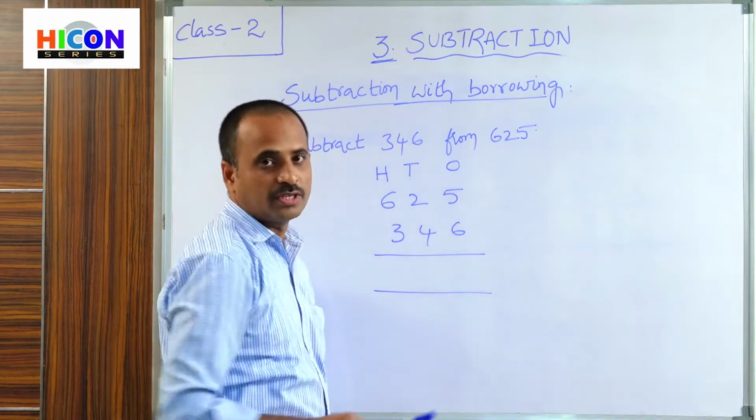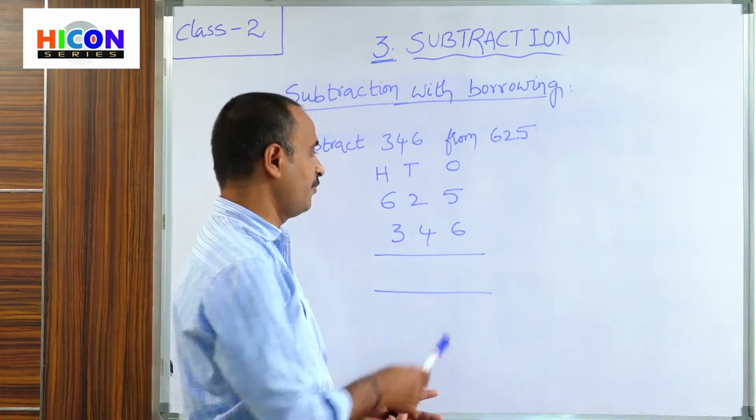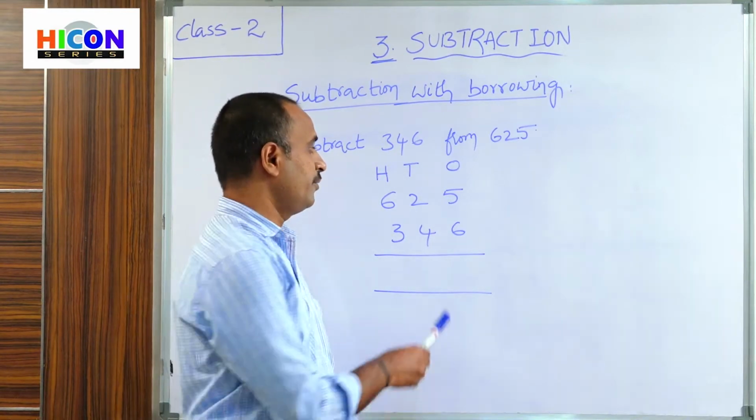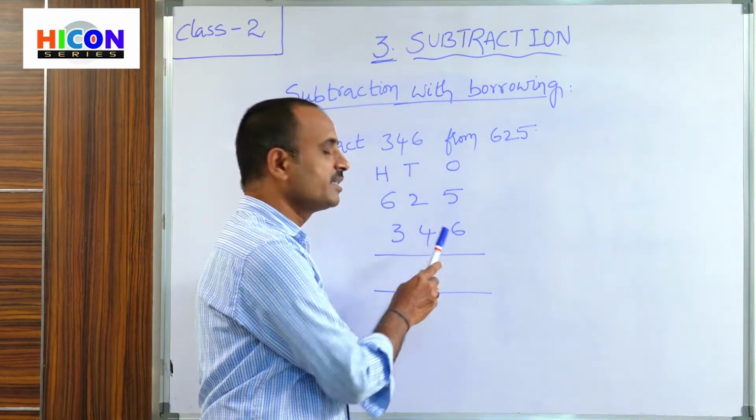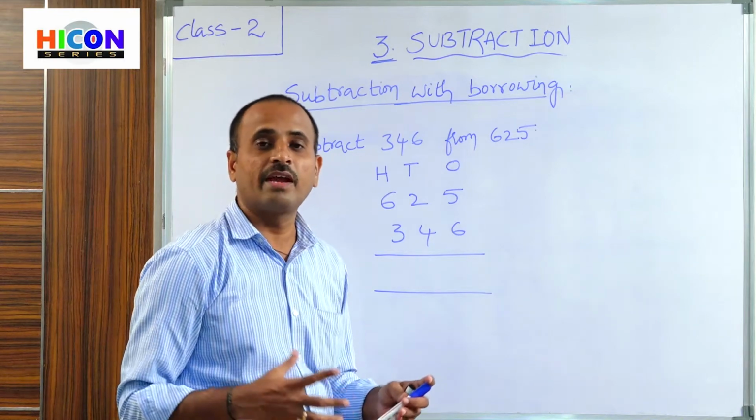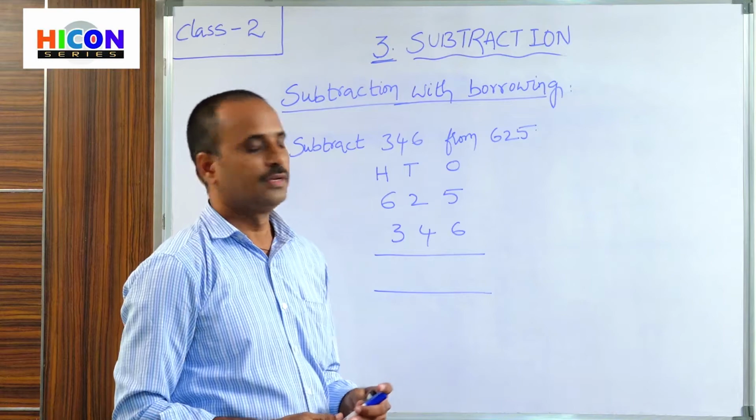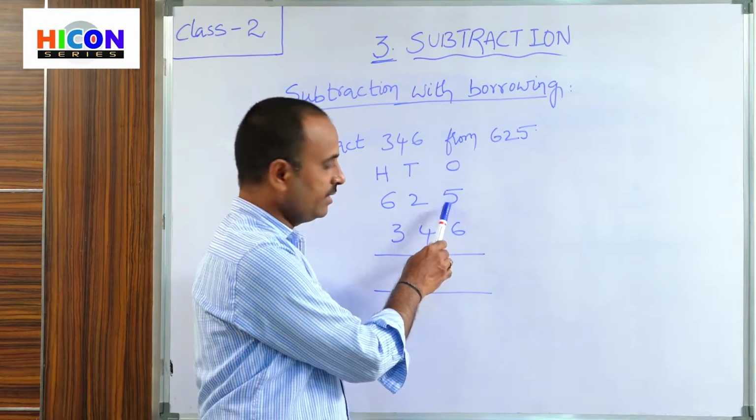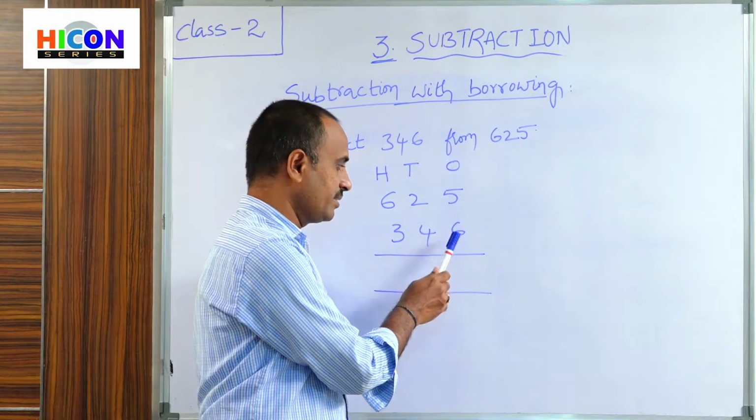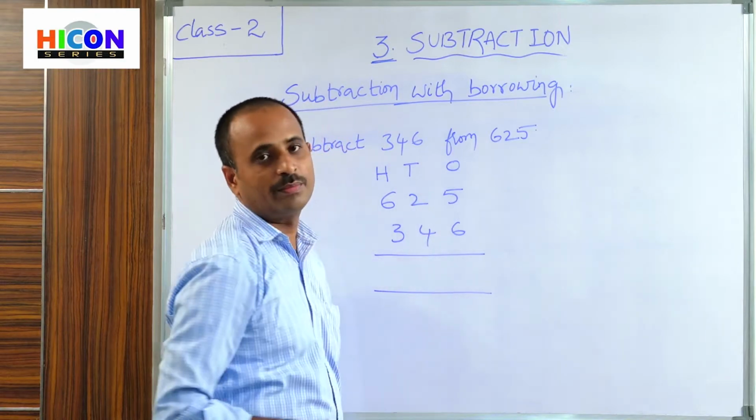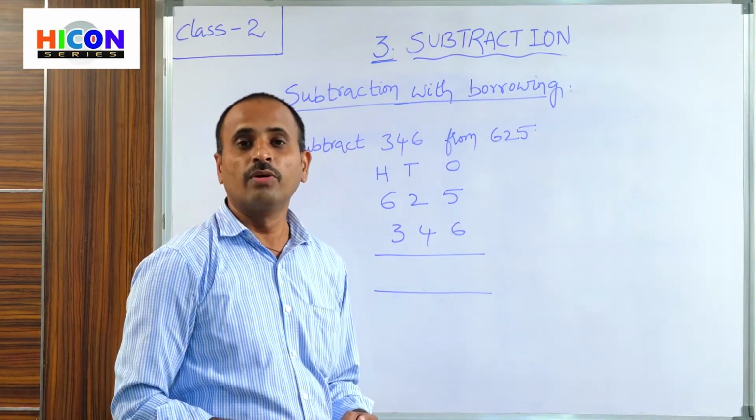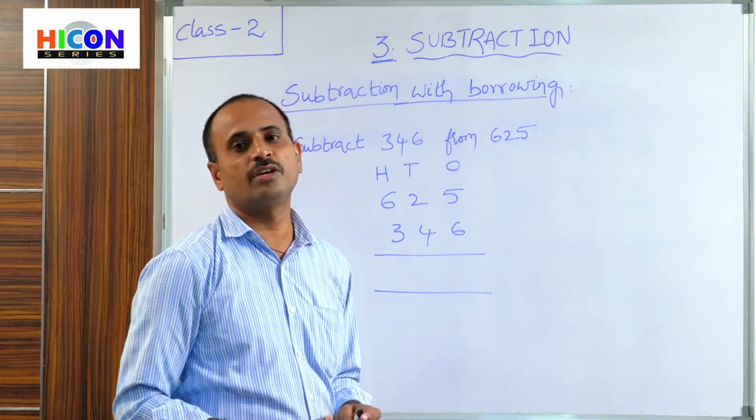Children, is it possible? Can we subtract 6 from 5? No, because 5 is the smaller number, 6 is the greater number. And we cannot subtract a greater number from a smaller number. So here 5 is the smaller, 6 is greater, and we cannot subtract the greater number from the smaller number. Then what can we do? How can we do the subtraction if subtraction is not possible?